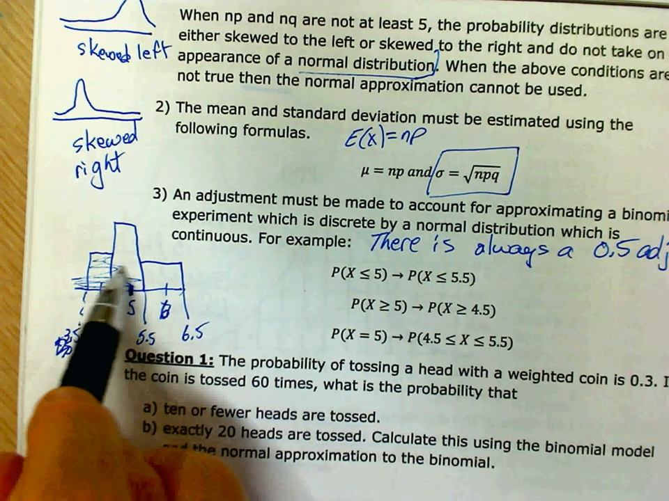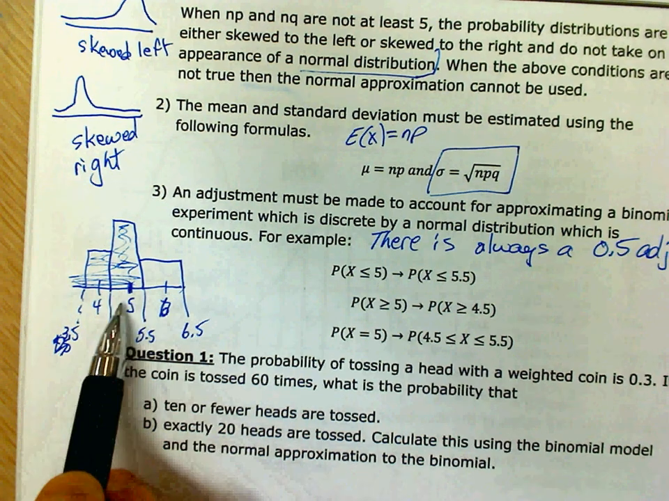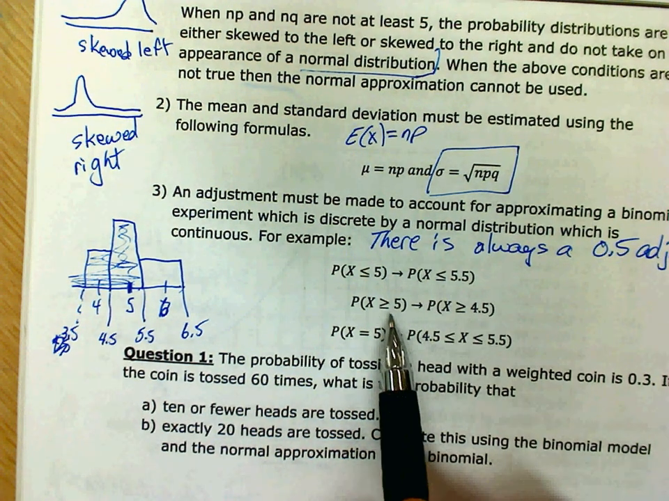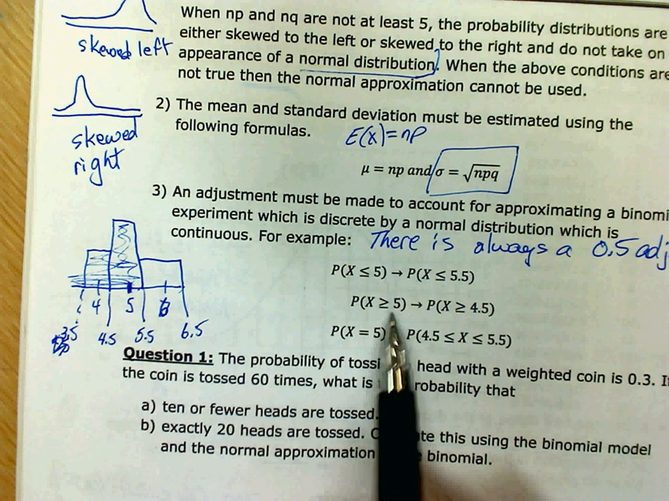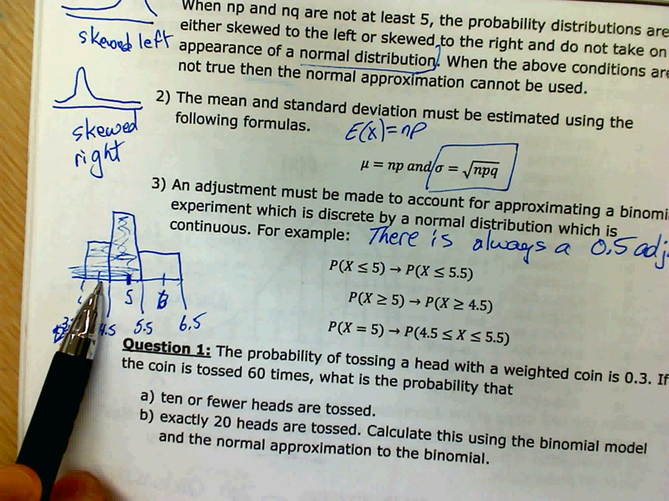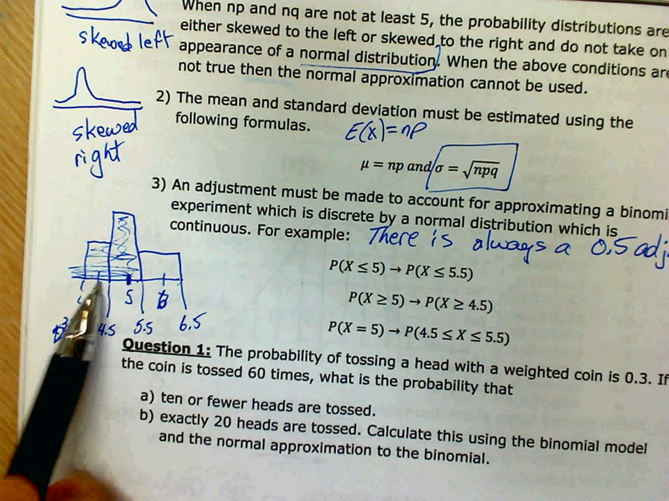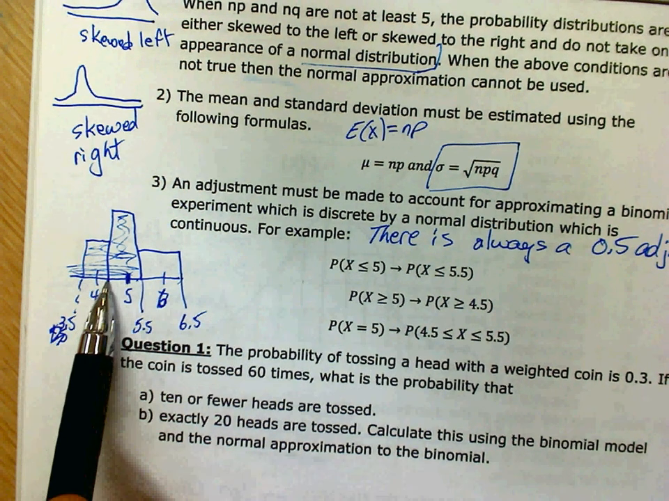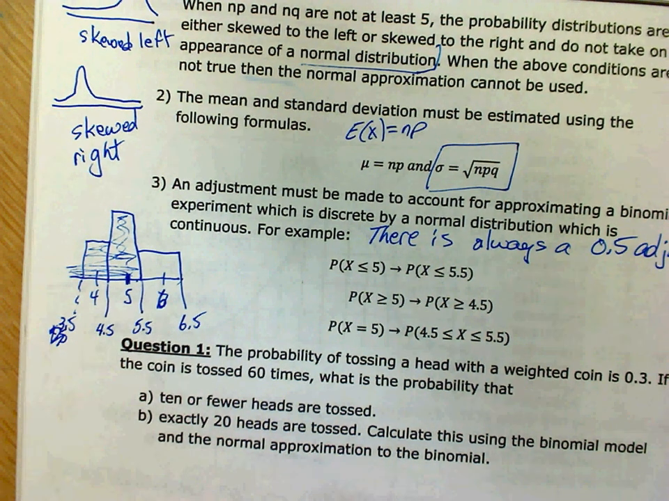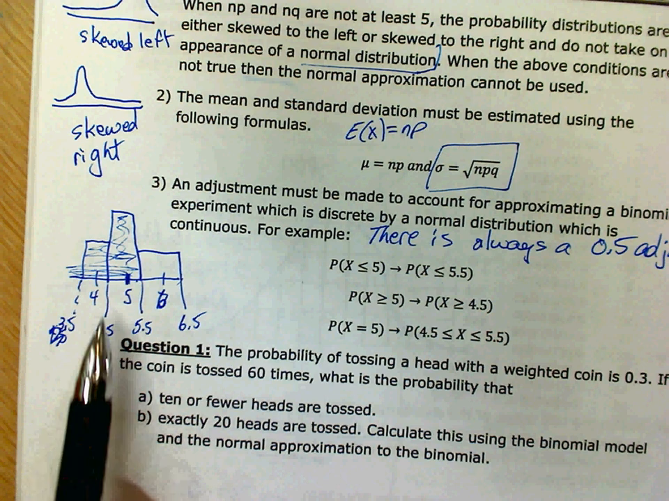Right? Can you see why we're going to 5.5? If we want the probability x is greater than or equal to 5, then we're going to have to go to 4.5. And if it's equal to 5, we're going between 4.5 and 5.5, because for the normal distribution, which is continuous, you need an interval.